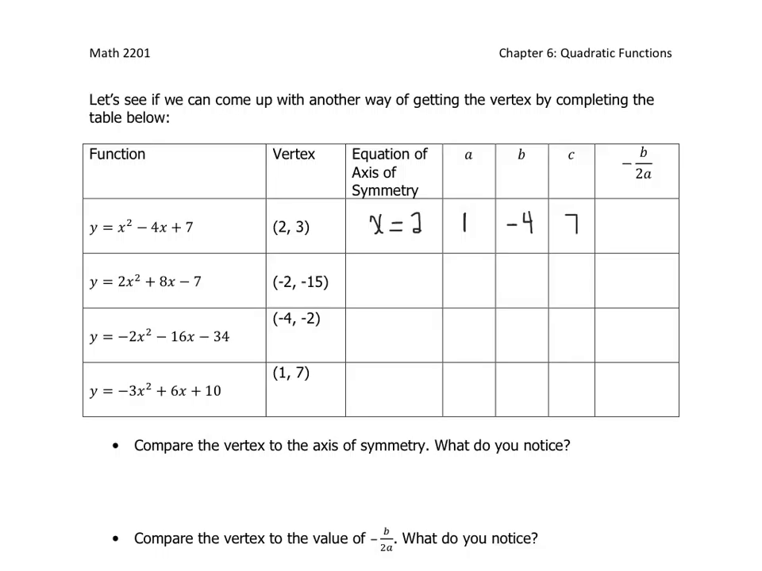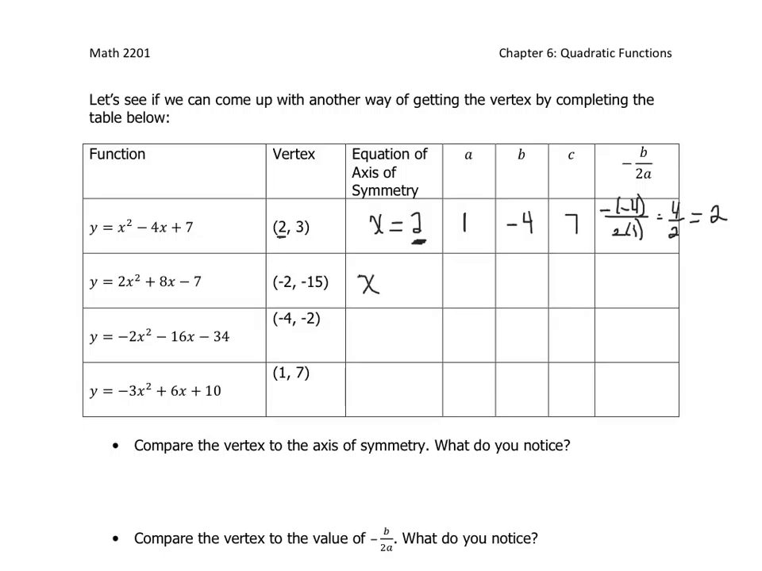So when we actually calculate the value of -b over 2a, we get the negative of -4, because that's the b value, over 2 times the a value, which is 1. And that's going to give you 4 over 2, which is 2. And if you notice, that's the same as the axis of symmetry and the x-coordinate of the vertex. So if you do, again, for the second one, we get the same results.